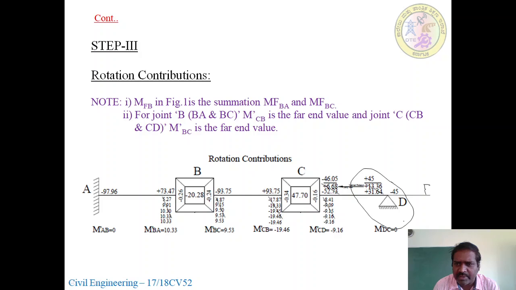With respect to DE, we have a moment here: the force into perpendicular distance, 30 into 1.5. The sign is indicated based on the direction. It is anti-clockwise, so it is minus 45. This is a known moment, force into perpendicular distance, that will be minus 45. The direction is anti-clockwise, so it will be a minus.